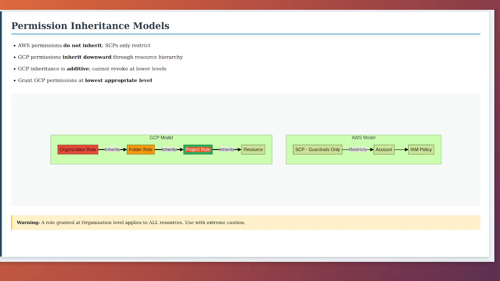Best practices in Google Cloud Platform involve granting permissions at the lowest level that makes sense for the use case. Grant broad roles like owner only at specific project levels where needed, not at organization or folder levels. Use groups to manage access so you can add or remove users from groups rather than modifying IAM bindings directly.